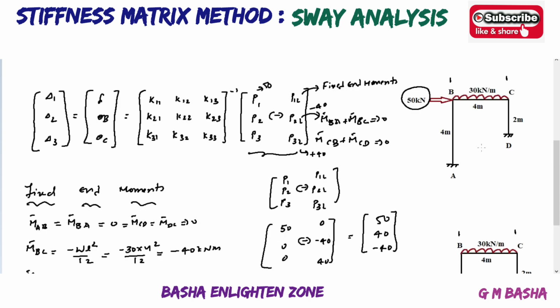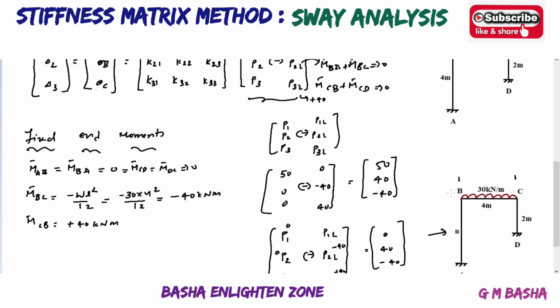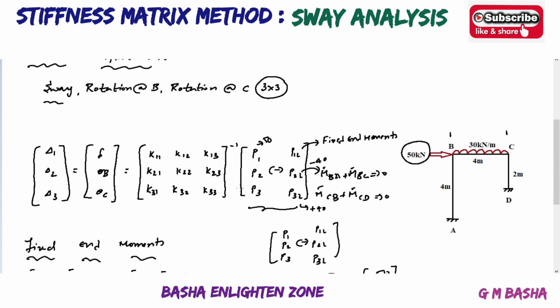But here one horizontal force is given exactly at joint B, therefore you will get one external force at joint B, due to sway at B. Therefore your P1 will be 50 kilonewton, and P1L, P2L, P3L will be based on the external forces given in this particular problem. See here, this is the small difference. When external forces are given in the particular problem, you have to consider like this. Otherwise, you can simplify like this: 0, 40 and minus 40. Then solve these: K11, K12, K13.